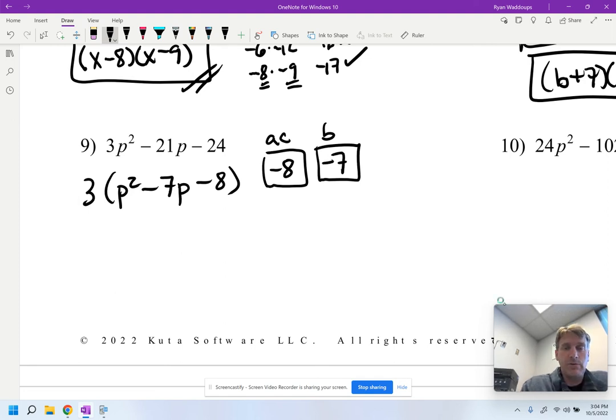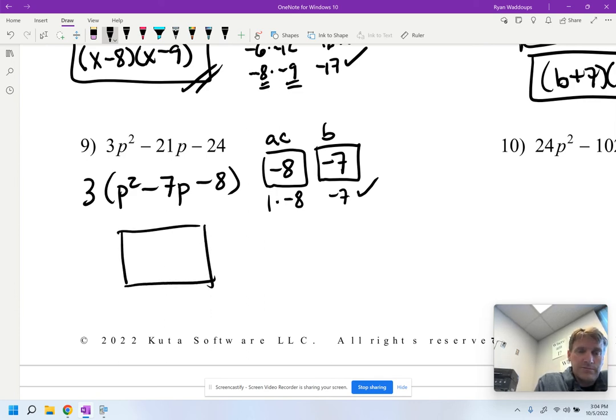And the numbers that multiply to give you negative 8 and add to negative 7, I'm thinking would be 1 times negative 8. A positive times a negative is negative 8, and 1 plus negative 8 would be negative 7. So those are our numbers. Once again, we're going to go to the box.